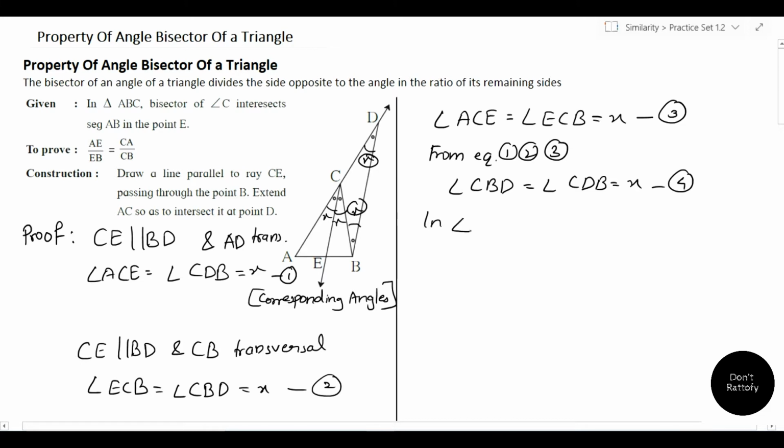So in triangle CBD, from equation 4, can I say that CB is equal to CD? You might ask me how. See, in triangle CBD, the base angles are equal. In equation 4, I see the base angles are equal. If the base angles are equal, the opposite sides are also equal by the isosceles triangle theorem.